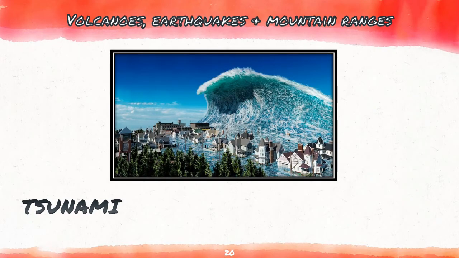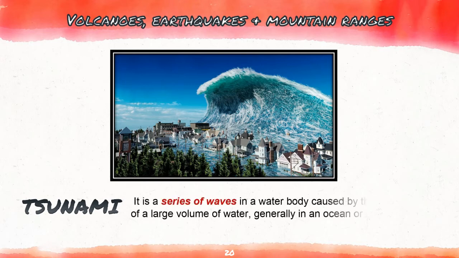We also have the term tsunami. A tsunami is a series of waves in a water body caused by the displacement of a large volume of water, generally in an ocean or a large lake. That means there is a shaking of the ground just below the body of water, which causes the water waves to rise.